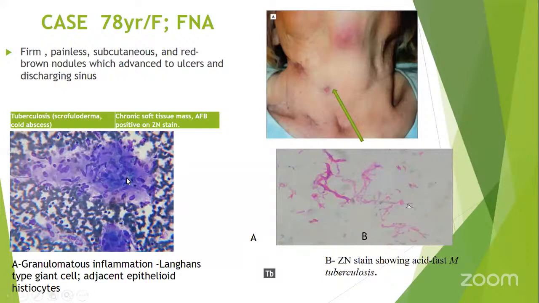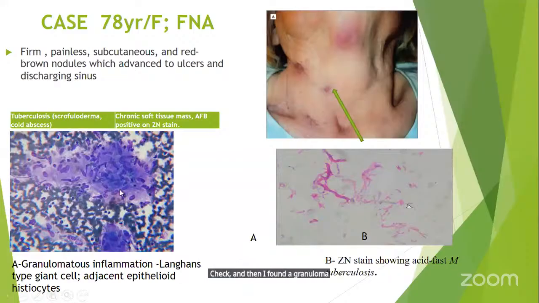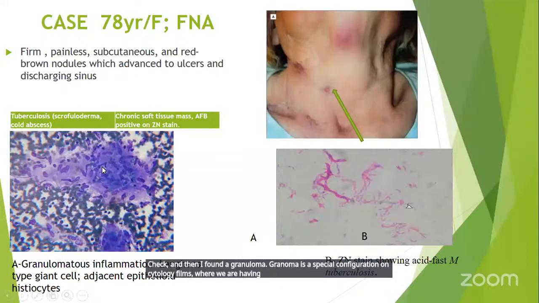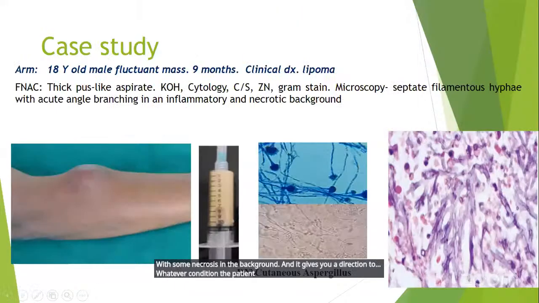And on cytology, mostly it gives you direction about the sample that you are dealing with. And then I found a granuloma. Granuloma is a special configuration on cytology films where we are having a lot of histiocytes with some necrosis in the background. And it gives you a direction to whatever condition the patient is having.